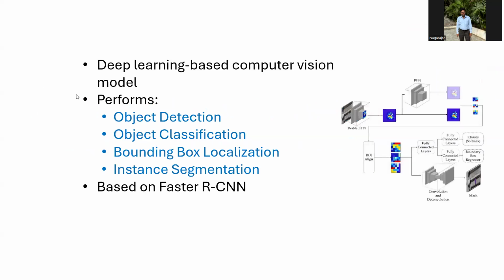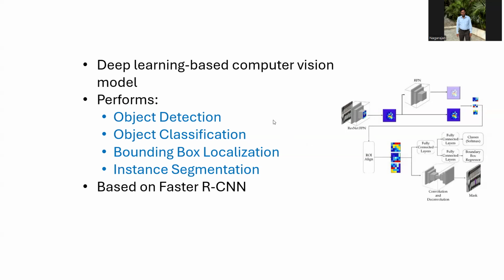Coming to the topic of Mask RCNN, this is a deep learning model and also a computer vision model. What can we do with Mask RCNN? It helps to achieve and perform object detection, followed by classification, bounding box localization, and instance segmentation. For example, whenever you train on images from a complicated data set, it can still detect the object and classify the object.